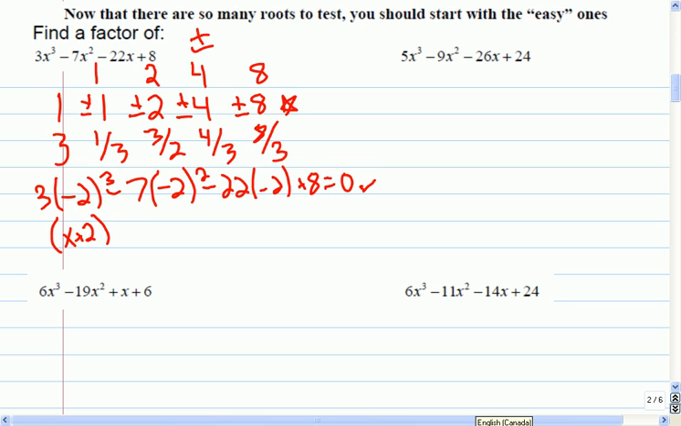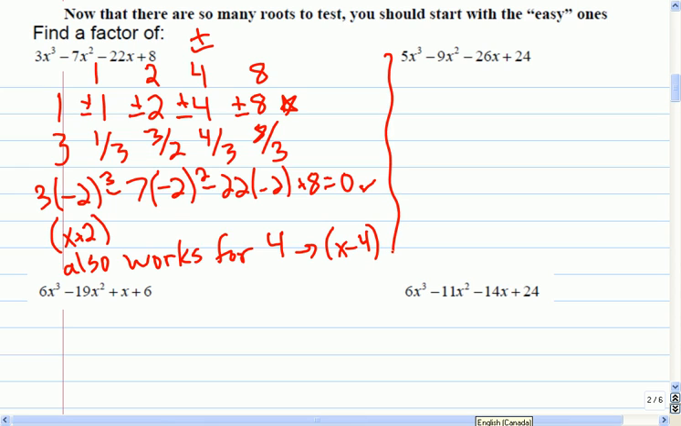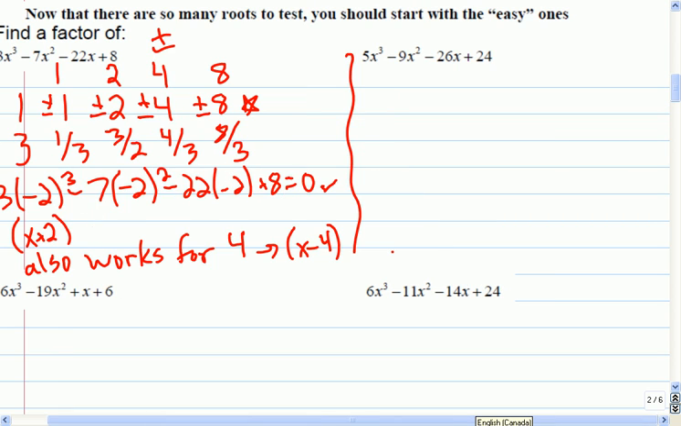I found also it would work for, I've just cleared my calc, I think 4. Did it work for 4? Did anybody else have? Okay, so it also works for 4. So that means x minus 4 would be my value. Okay, so again, try it on this one. Look for the easy values first. Hopefully you can find one without too much search.